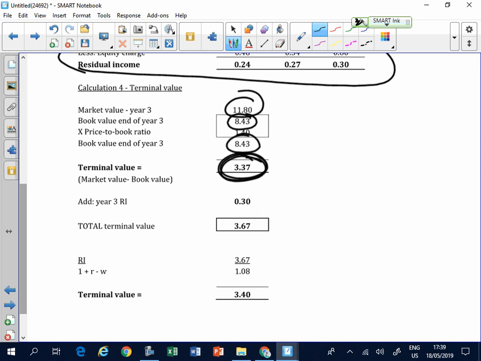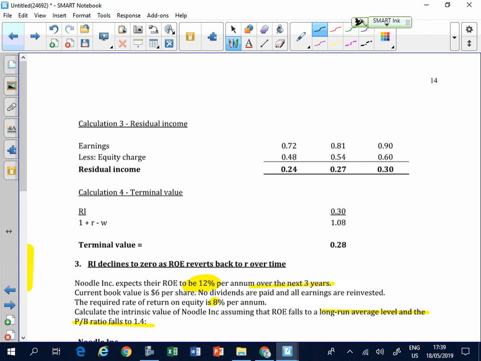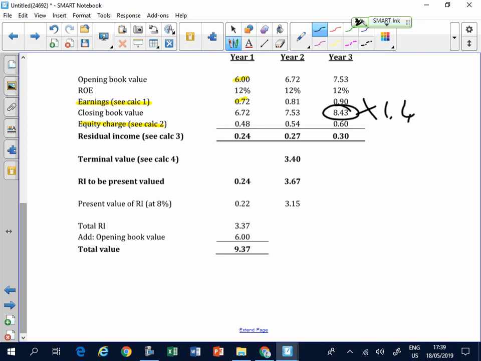Once you've done that, you can start to discount the values back. First things first, you would have all the residual incomes. This is wrong, it should be in year 3, not in year 2, because you calculate it in year 3. You exited in year 3, and then you discount it back.